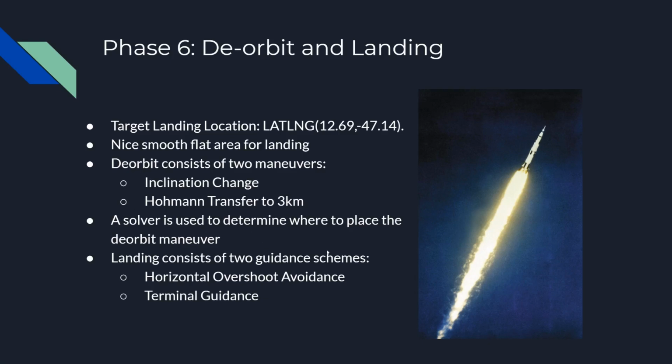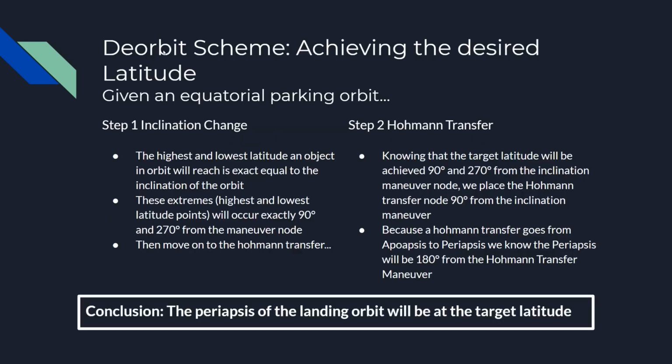Then we're going to be using a solver to put it in the correct spot. And then, of course, after the Hohmann transfer is finished and we get close to the periapsis, we'll begin the landing phase, which consists of two different guidance schemes, the horizontal overshoot avoidance and the terminal guidance.